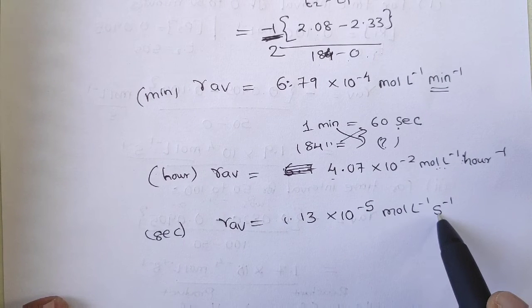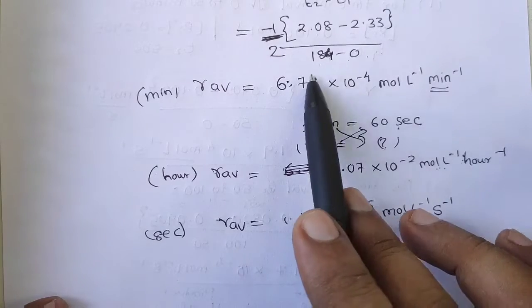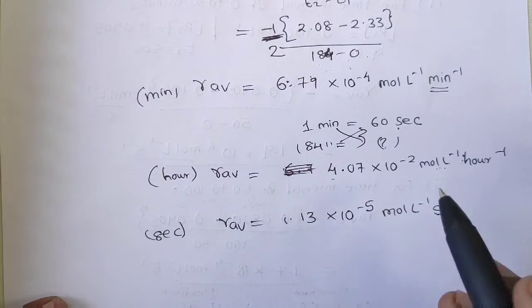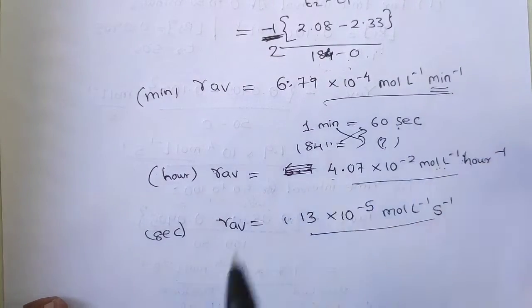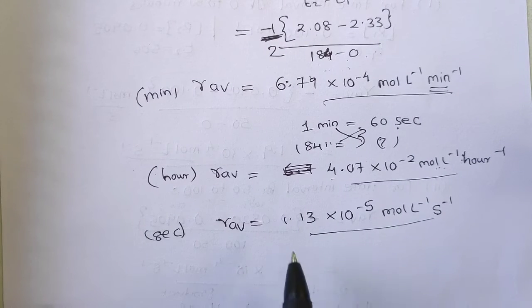So this you can convert into seconds also. 1 minute is equal to 60 seconds. So in the same way you can convert this also. Okay. So like this, three things you have done. This is the way to calculate the average rate when concentration is given. This was the textual example, solved example 4.2.